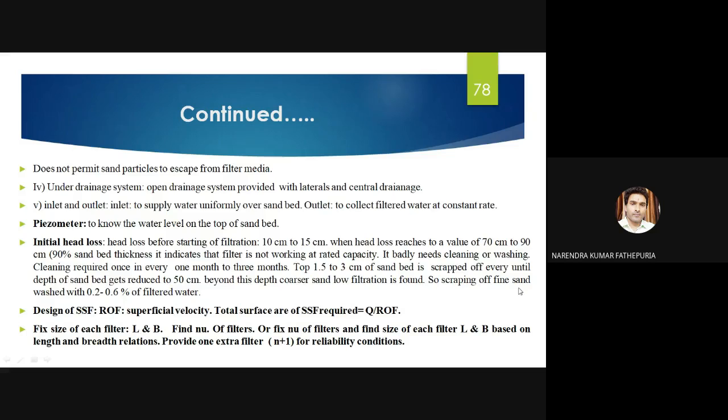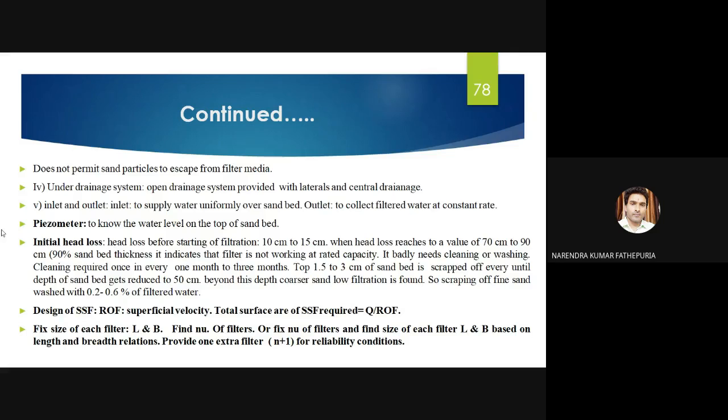So scraping of fine sand and washing with 0.2 to 0.6% of filtered water is required. Same for this, 2 to 6% filtered water is required for wet washing. Here 0.2 to 0.6% filtered water is required. Scraping of fine sand means what will happen on the top: there are various layers. Top of the layer will be the sand layer. You have to scrape it because a lot of bacteria will be clogged in the pores. So rather than removing these bacteria, which is difficult, you just replace the sand itself from the top. So that is what they are saying.